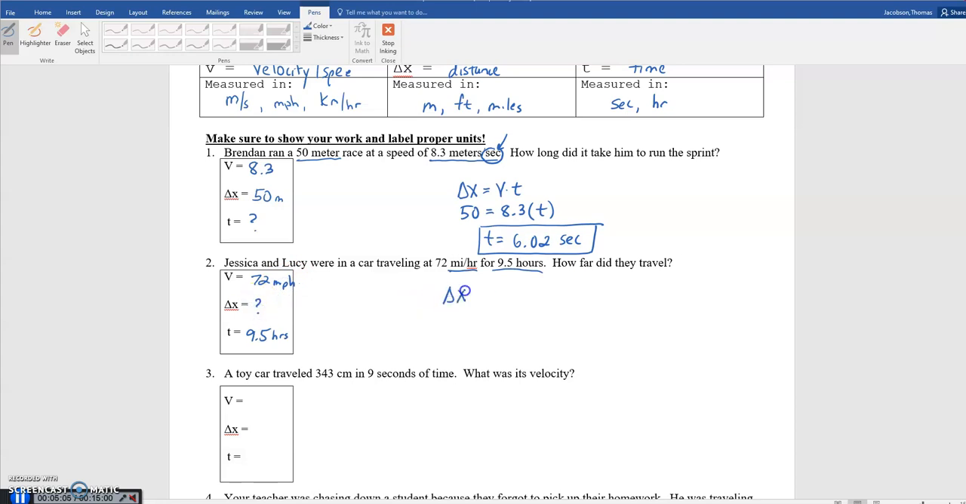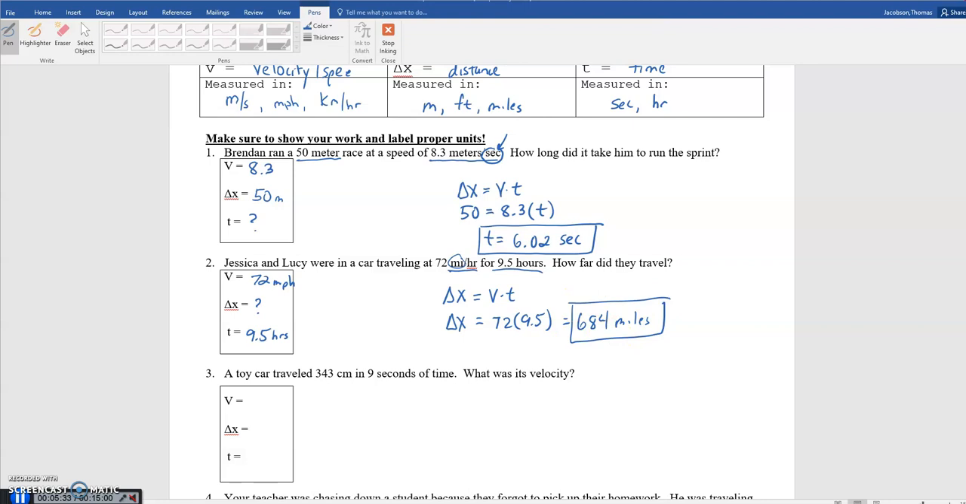So I have one equation for this chapter, distance equals velocity times time. I don't have to rearrange. I can just multiply the two numbers. 72 times 9.5 is 684, and again, I have to look to see what type of distance that is. Within the speed unit, it is miles.